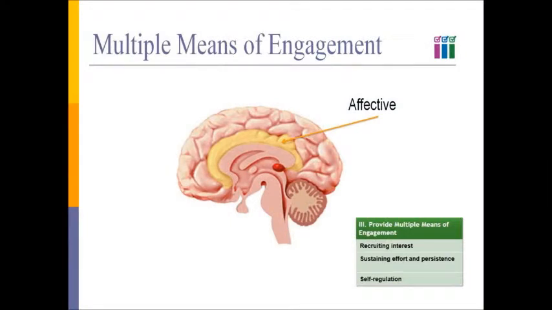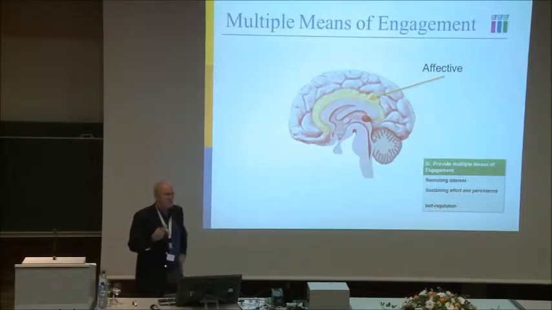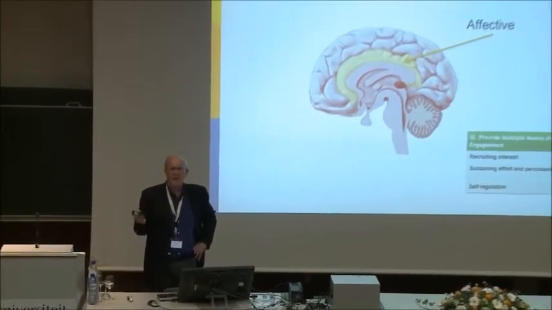Okay. Let's talk a little bit about engagement and affect. And the arrow is pointing to the limbic system, which really connects the older portions of the brain with the neocortex, and really is responsible for helping you differentiate what's important at any given time.